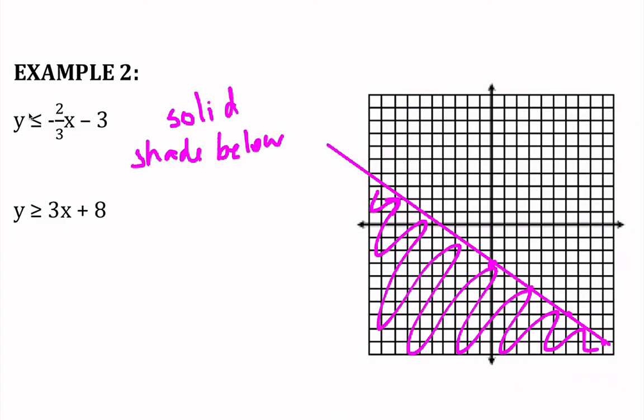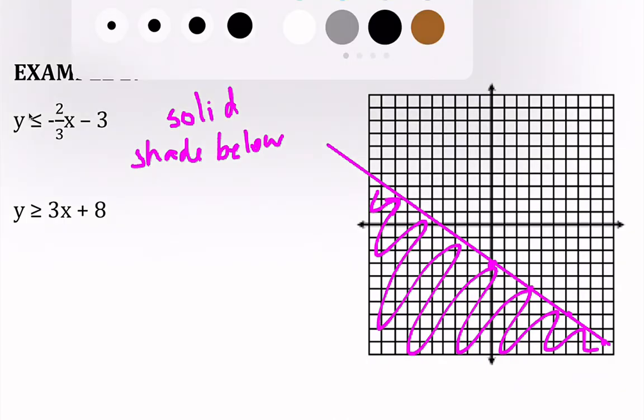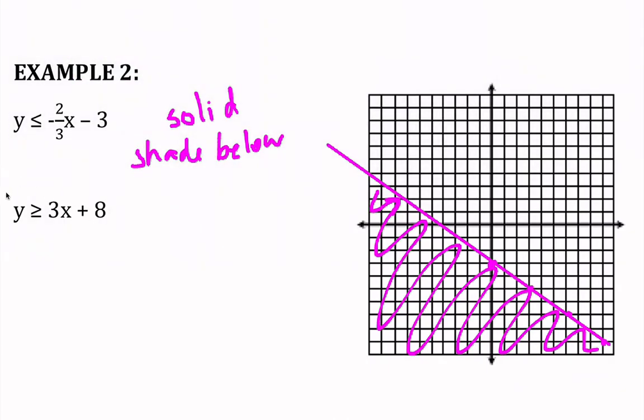Alright, so now that we're finished with that one, I'm going to pick my different color. I'm going to go back to green. And now I'm going to graph this guy. So I know my y-intercept is 8, so I'm going to go up 8 and put a point. My slope is 3, which is 3/1, which means from here I need to go up 3.